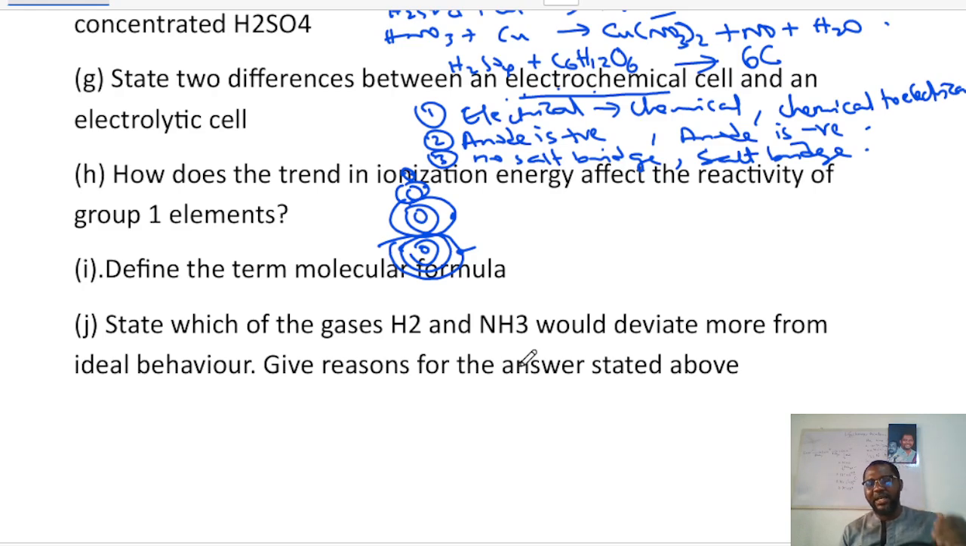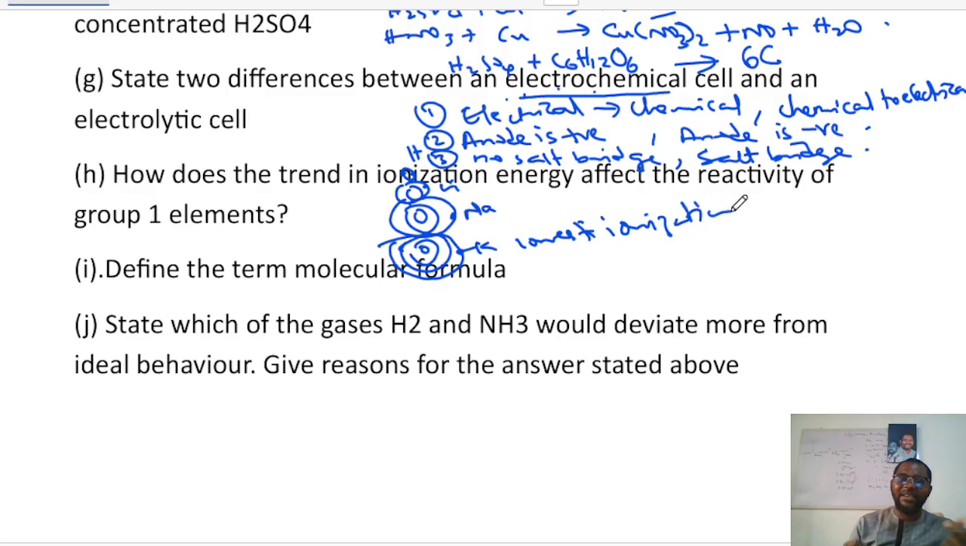That means the lower the ionization energy, the more the reactivity. That's why potassium is more reactive than sodium, sodium is more reactive than lithium, lithium is more reactive than hydrogen. The simple reason is because potassium has the lowest ionization energy, the lowest of them all. It can easily give out an electron. Very easy to give out an electron, making it very reactive as a metal.